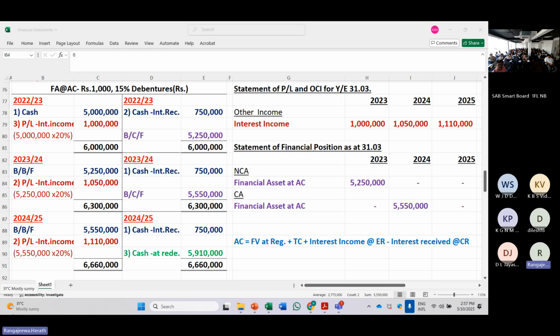That 20% is applied to the opening balance, right?